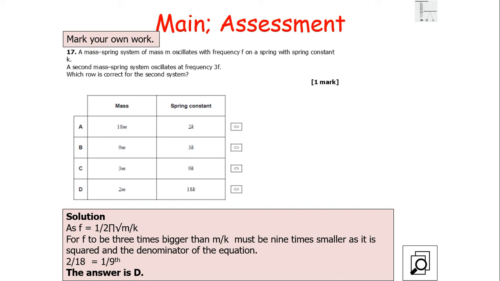Now, for f to be 3 times bigger, m over k has got to be 9 times smaller, because f squared is proportional to k over m from the equation, because f is equal to 1 over, fundamentally, the square root of m over k, once you take off the constants. So it's got to be squared as the denominator. So you've got to look at the combination given where you'll get 1/9. Now, 18 over 2 isn't 1/9, it's 9. 9 over 3 is 3. 3 over 9 is a third, but 2 over 18 is a ninth. So therefore, the answer is D.